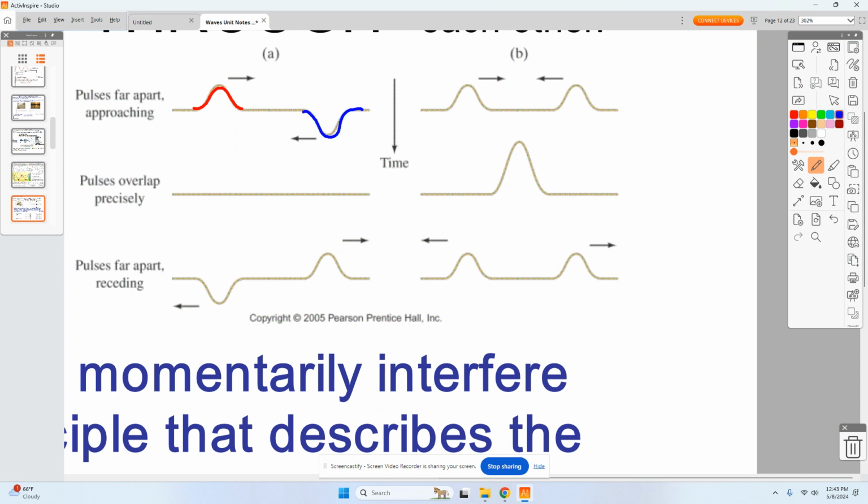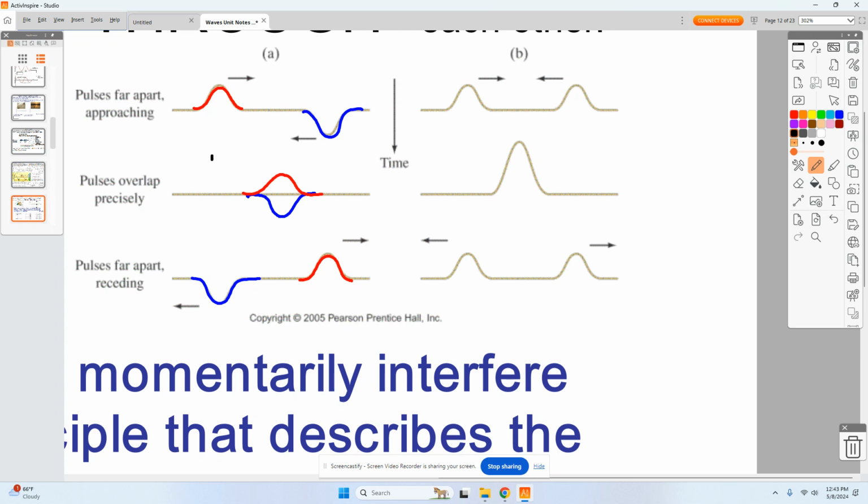When they overlap, right here, we notice that these two things sort of cancel each other out just when they overlap. For the time being, that rope is stationary. And then after they pass, the red continues on unchanged, and the blue continues on unchanged. That kind of interference is called destructive interference. So these things are, for a moment, destructively interfering.